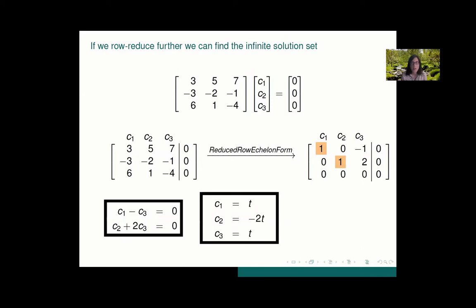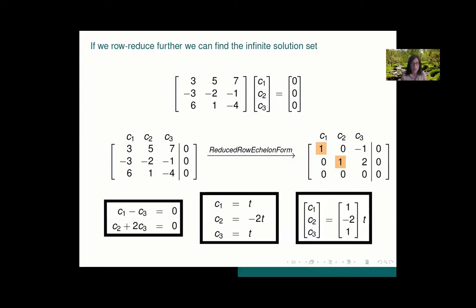Since C3 is free, we assign it a parameter, say C3 equals t. Then, substituting this into the first equation and solving for C1 gives C1 equals t. And substituting C3 equals t into the second equation and solving for C2 gives C2 equals negative 2t. Finally, we can factor out the t to give a vector form of the parametric solution.